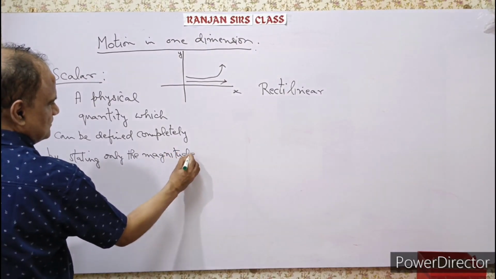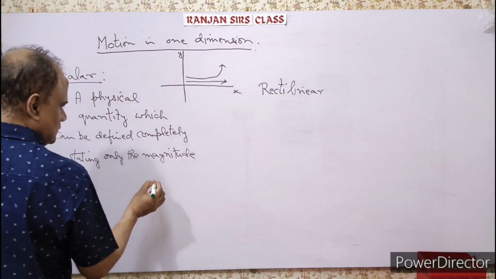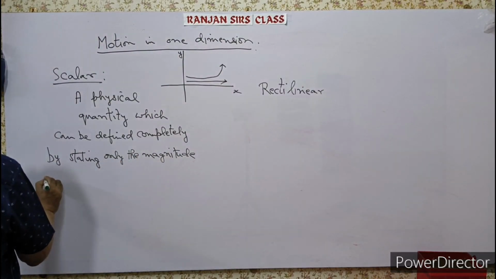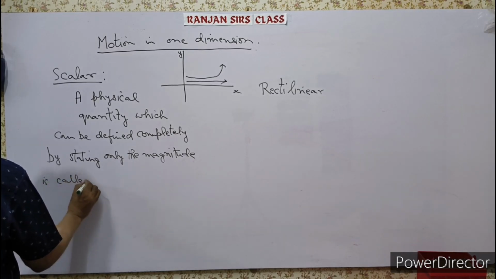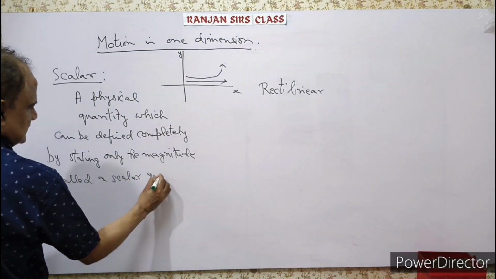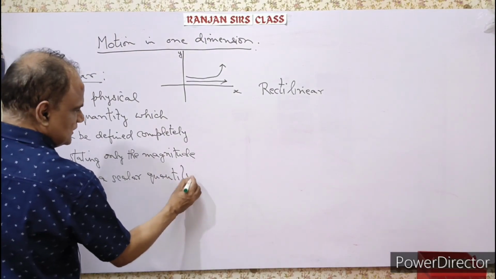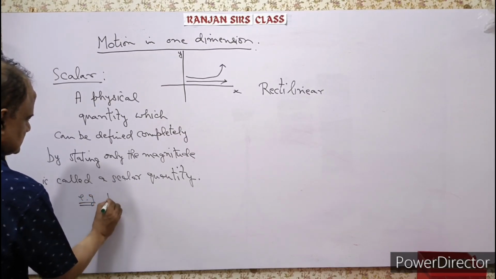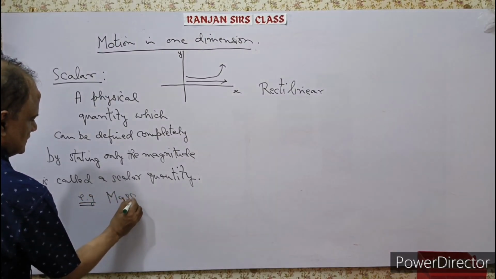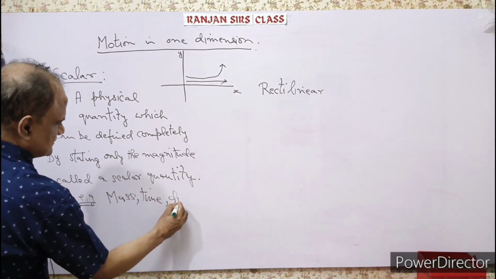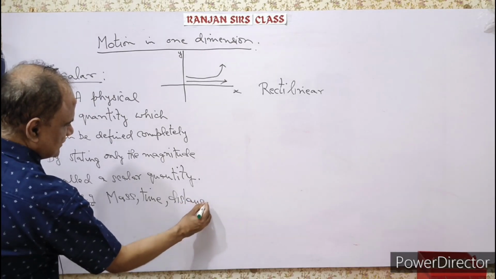Means what is the magnitude? How much? Okay, how high, how low, whatever that is, that magnitude. Only the magnitude is called a scalar quantity. Let us take some few examples, then it will be clearer to you. For example, write down example: mass of a body, then time, then distance. These are all scalar quantities.